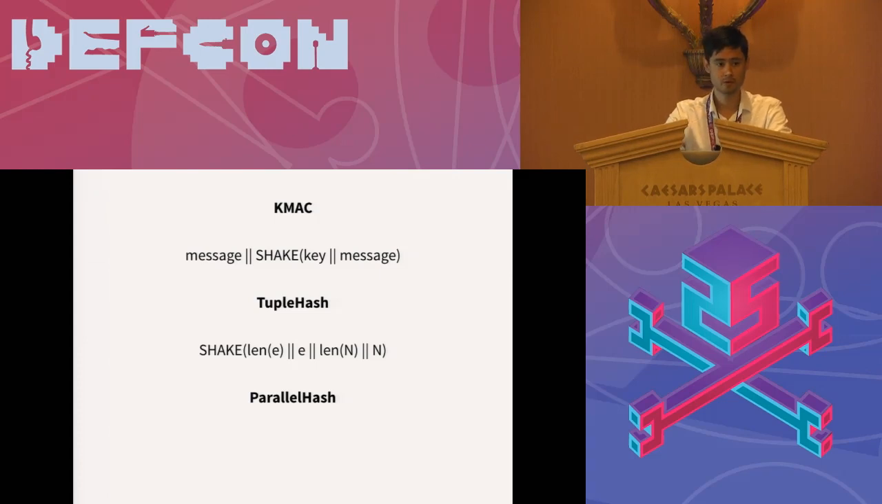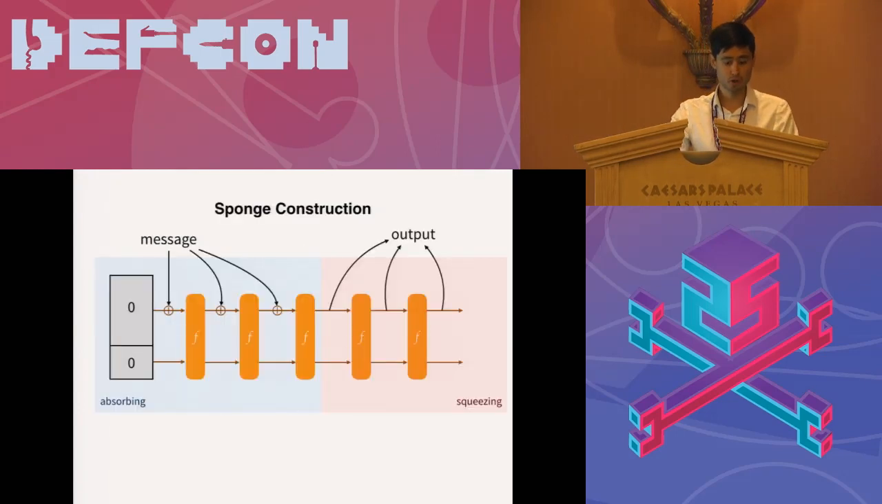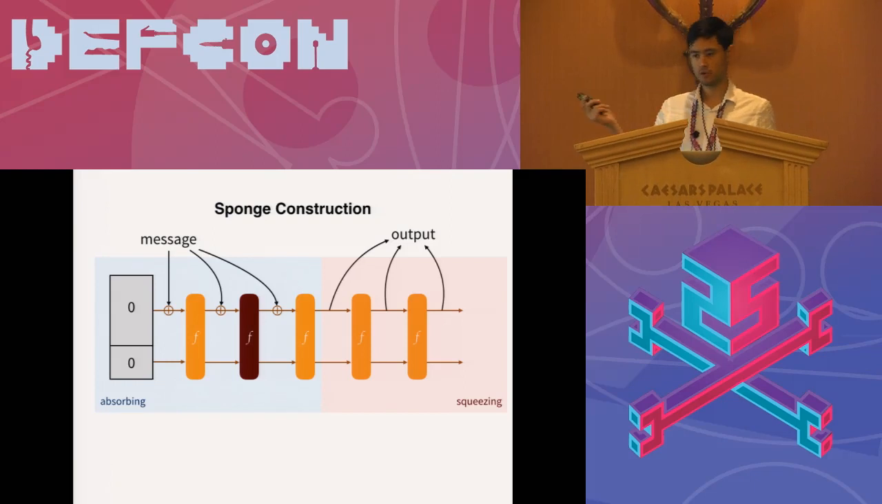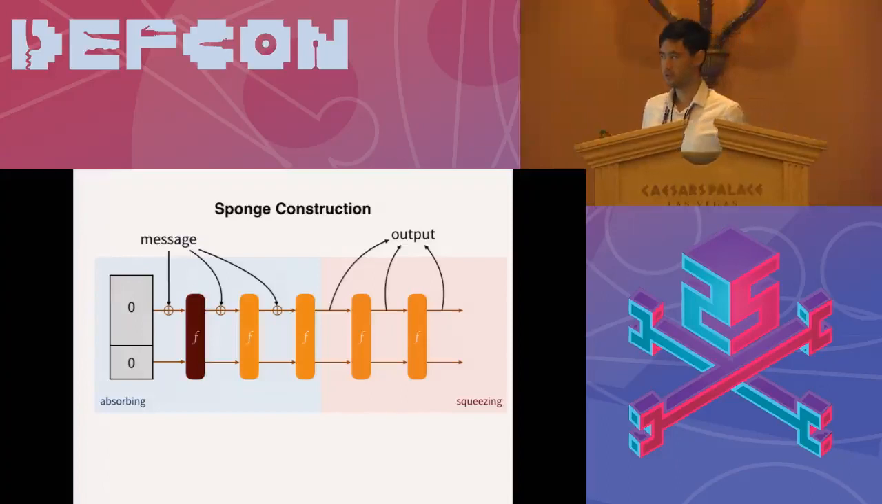Parallel hash, the last one. And kind of like with the others, you can guess what it is from the name. If we look at this sponge construction, remember we absorb the message and then we squeeze it. And we might wonder how we could optimize this thing. Can we parallelize this computation? Now if I want to compute this permutation here, I need the output of this permutation first. And to compute this permutation, I need the output of this permutation first. So it's not very parallelizable, it's very serial. And this is a problem for big inputs.